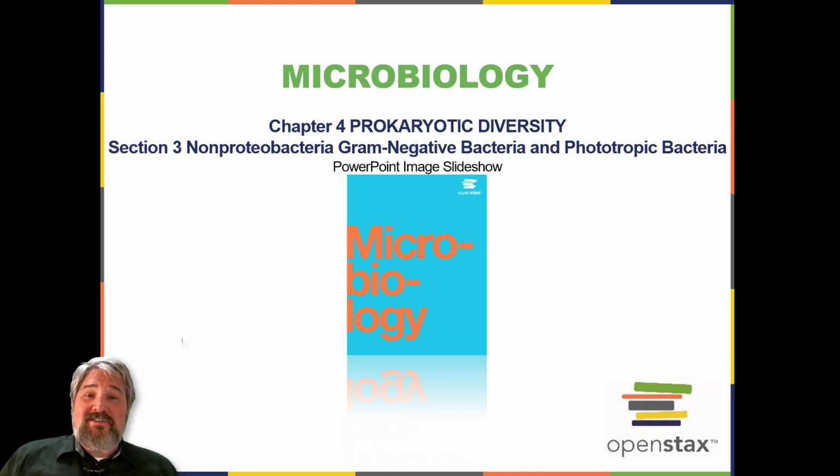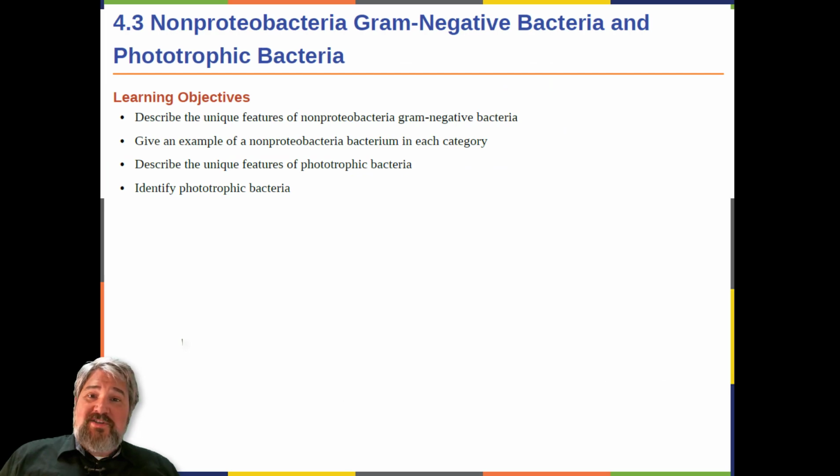Welcome back. We are on Chapter 4, Section 3: non-proteobacteria, gram-negative bacteria, and phototrophic bacteria. Learning objectives. Describe the unique features of non-proteobacteria, gram-negative bacteria. Give an example of a non-proteobacteria bacterium in each category. Describe the unique features of phototrophic bacteria.